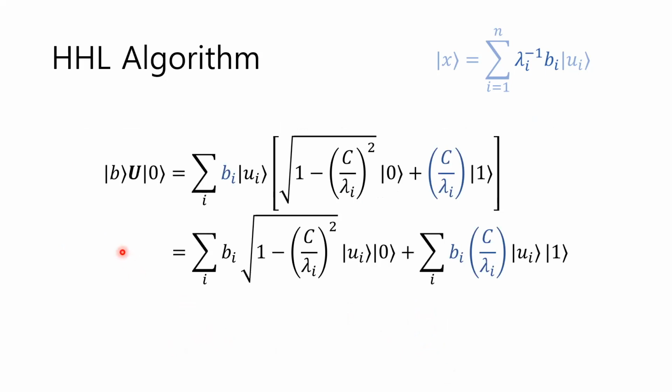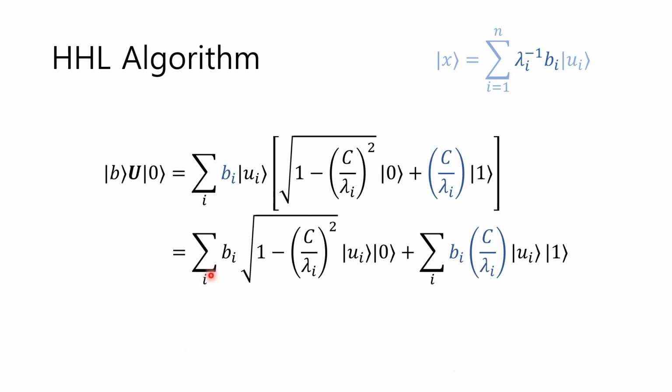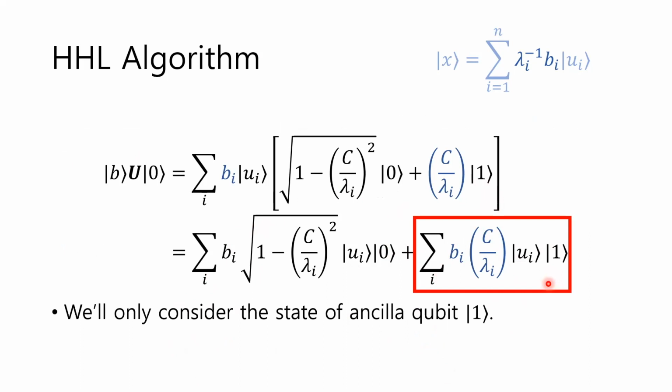Again, if we put these two states together, we will get this expression. What we want to get as amplitudes is here. So the scheme is like this. We consider the state of the ancilla qubit to be 1. The case where the ancilla qubit is 0 will be discarded simply because it doesn't contain any useful information for us.